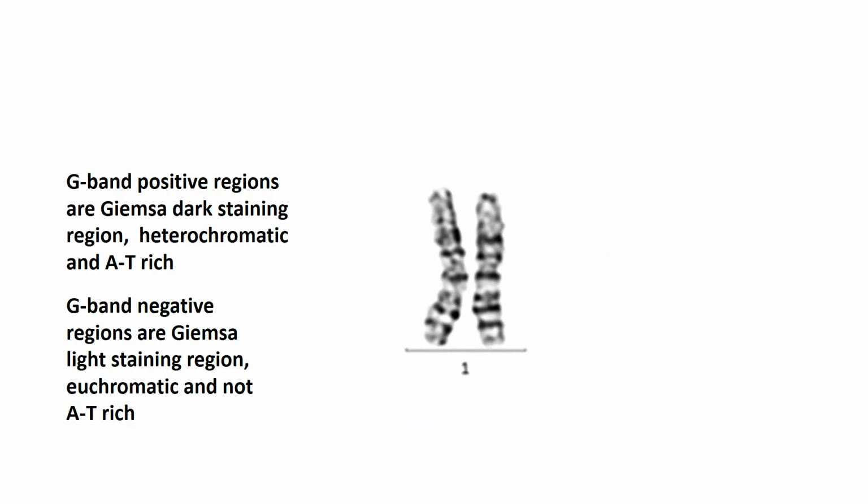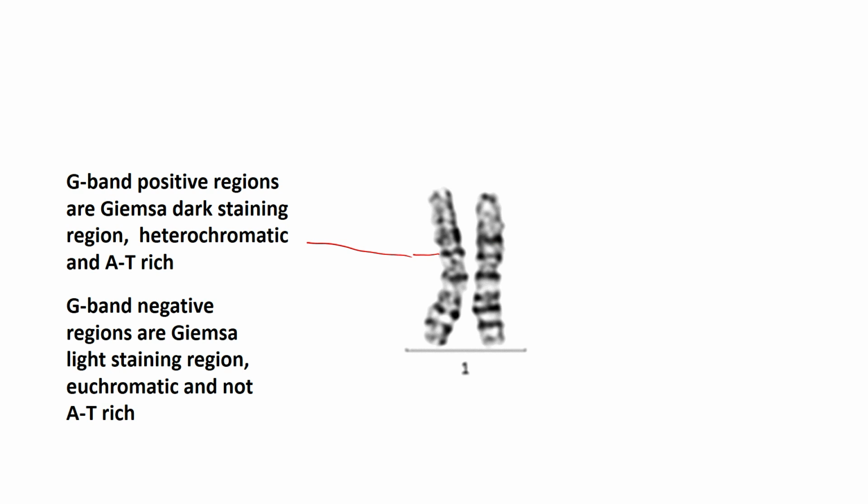Now let us see one chromosome pair. You can see these bands. These are the bands which are the same in both chromosomes. The G band positive regions, that means dark bands with Giemsa. So these are G band positive regions. And these regions are heterochromatic and they are AT rich.